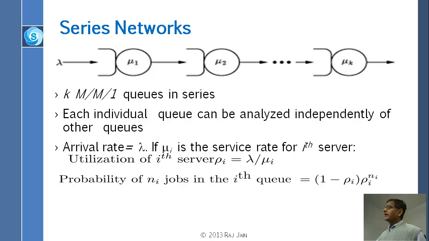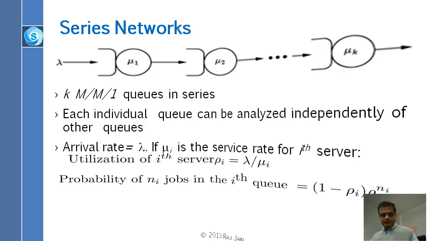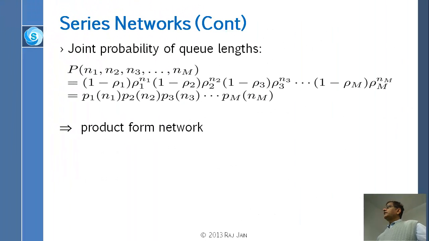And so the utilization of the ith server is simply lambda upon mu i. And the probability of ni jobs in that queue is given by the M/M/1 queue formula, (1 minus rho i) times rho i raised to ni, where ni is the number of jobs in this queue. In this case, n1, n2 would be the number of jobs in this queue, and nk would be the number of jobs in that queue. So you could analyze all that. And if somebody asks you for the combined probability, that there are n1 jobs in the first queue, n2 jobs in the second queue, n3 jobs in the third queue, and nm jobs in the last queue, you can write the probability because they're independent and the whole thing will multiply together.